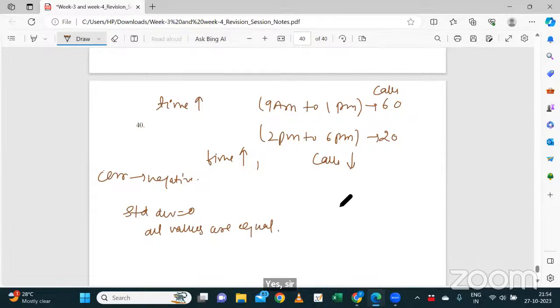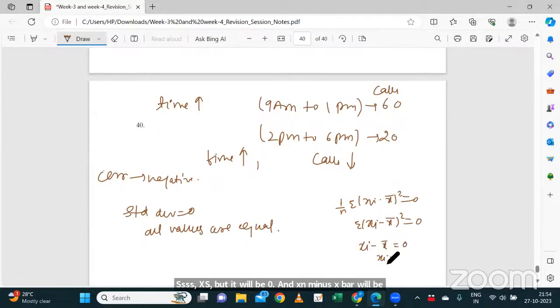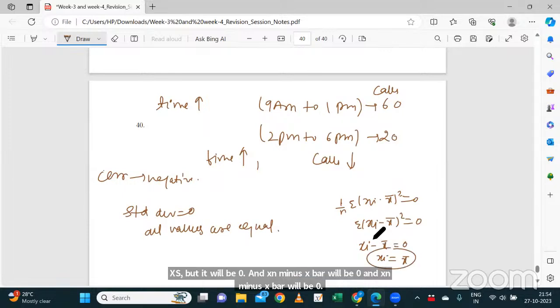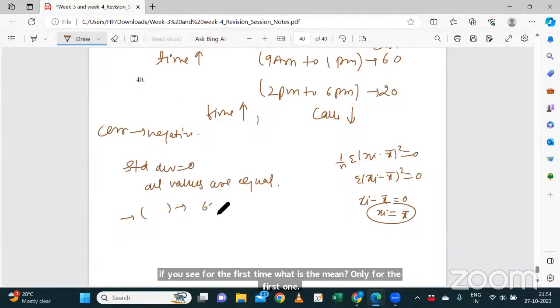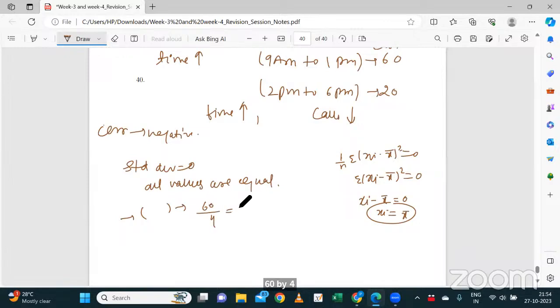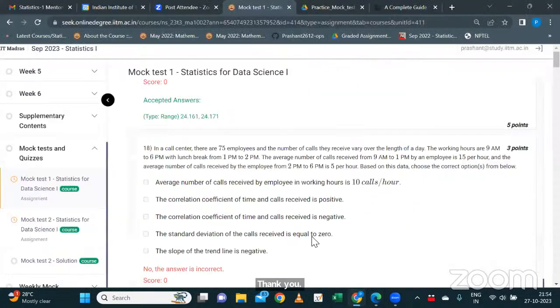We have seen that the summation of xi minus x bar squared will be 0, and so xi minus x bar will be 0. Xi should be equal to x bar, right? But if you see, for the first period, the mean is 60 by 4, that is 15. And for the other, 20 by 4. Is the mean the same? No, sir. That means the standard deviation will not be 0.